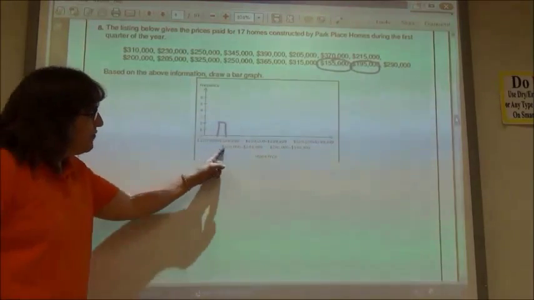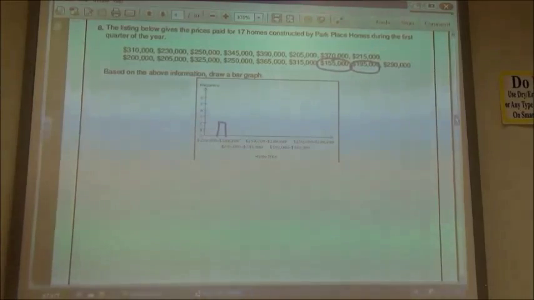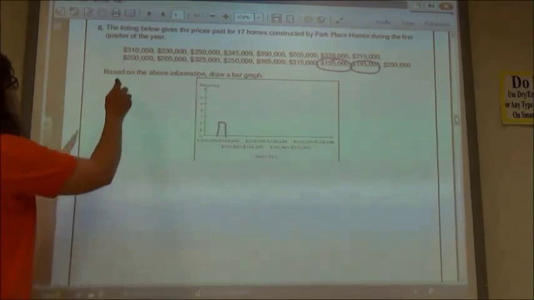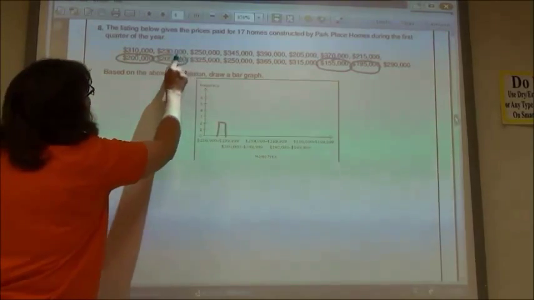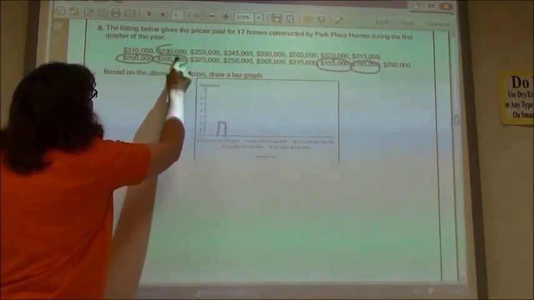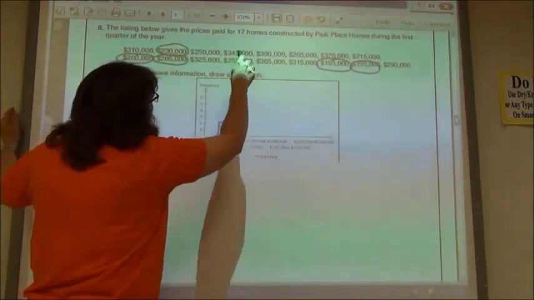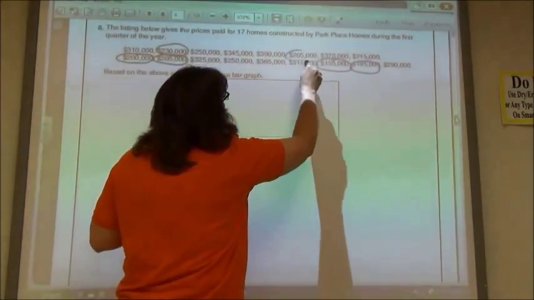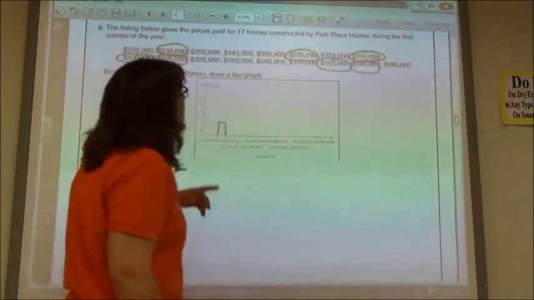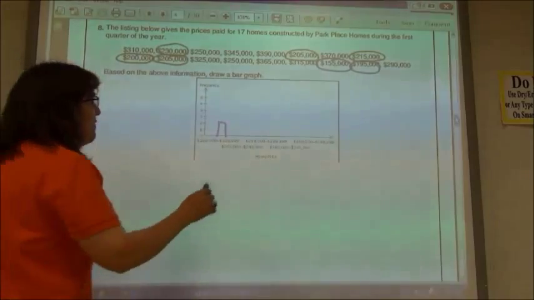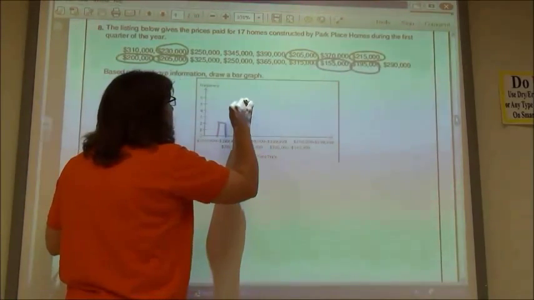And then we have this section down here, 200,000 to 249,000. So 200,000, 205,000, 230,000. 250 would be too big. 205,000, 215,000, and we've got 1, 2, 3, 4, 5. 5 in that middle category, so I'm going to draw it right where that little space is.